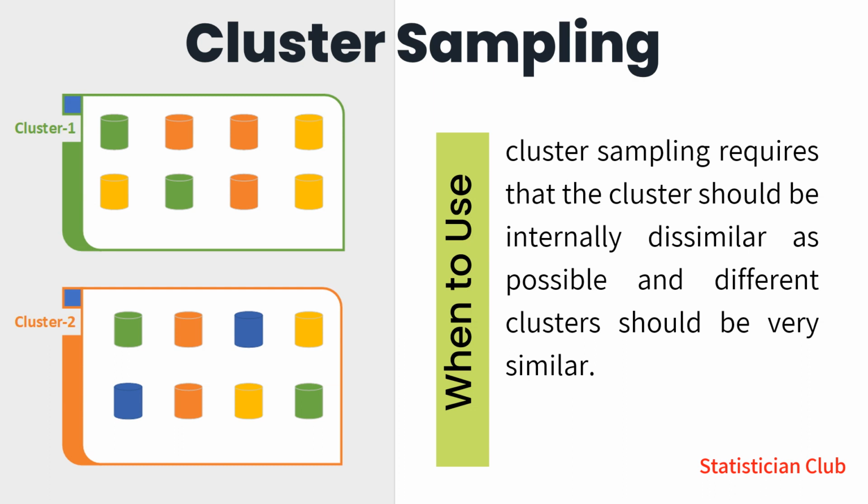For example, I discussed that we study a district, and tehsils are the subunits. So we select tehsils as our clusters. These clusters are internally dissimilar, but there is a resemblance in that all the clusters are tehsils. So there is some similarity among the clusters.